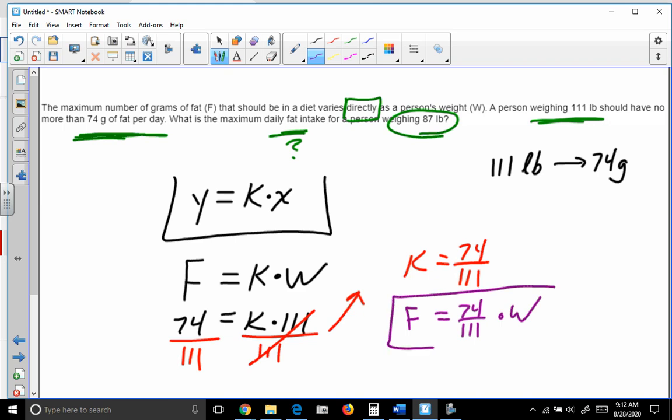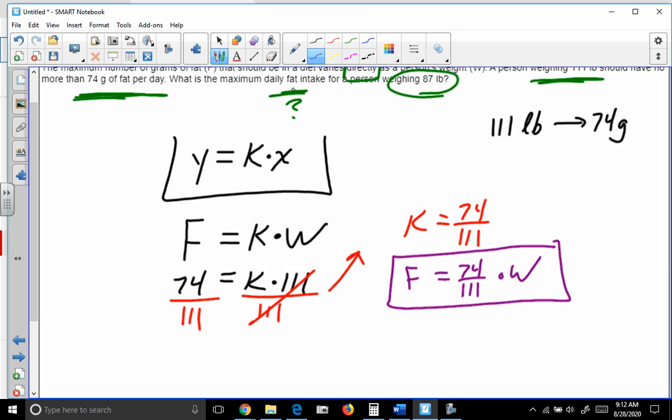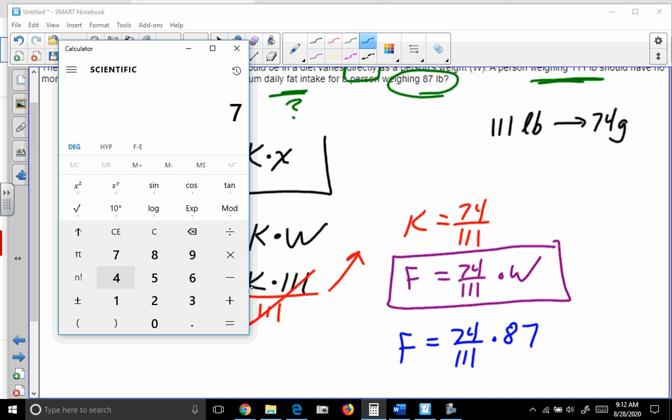So now that we have our equation, if you tell me how much someone weighs, I can tell you what their fat intake should be, or their maximum fat intake. What we're looking for: how much fat intake should they have if they're 87 pounds? So their fat intake equals the constant times their weight. So if we just pull our calculator out, 74 over 111 times 87.